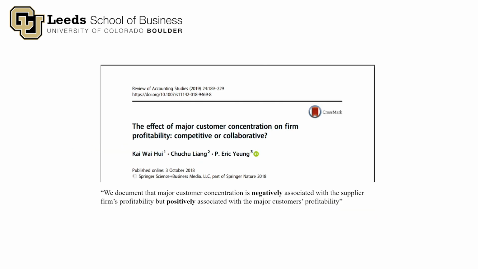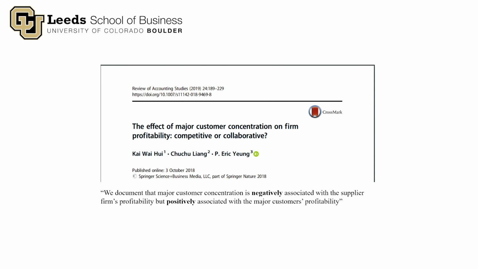And just some academic research related to customer concentration to bring in here. The first is a paper in the Review of Accounting Studies, and it was done in 2019. And this paper examined the effect of major customer concentration on firm profitability. So do companies with few customers that represent a large percentage of sales do well or do they not do well?